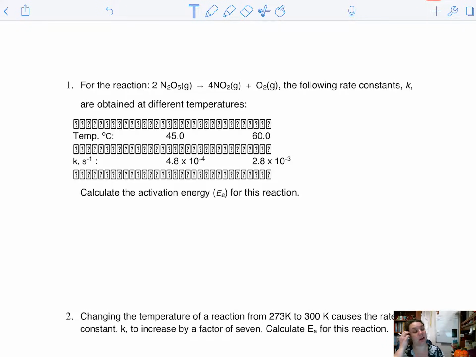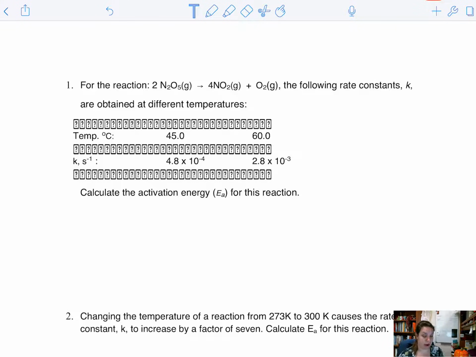Hello. Today we are going to go over the rest of Chapter 14's practice problems. So start with our Arrhenius equation, and then in separate videos we'll look at integrated rate law and elementary rate laws. Okay, so here we're looking at some Arrhenius equation problems. I'll go through them, explain them, and if you guys have any questions, please let me know.